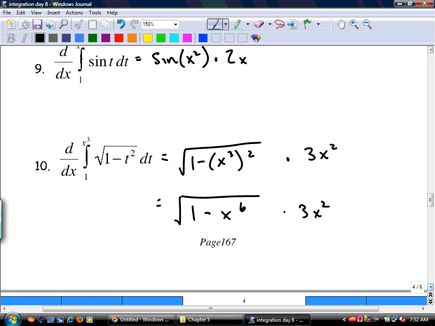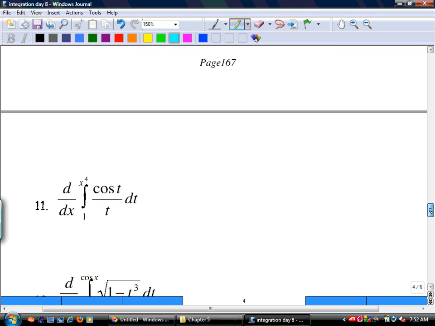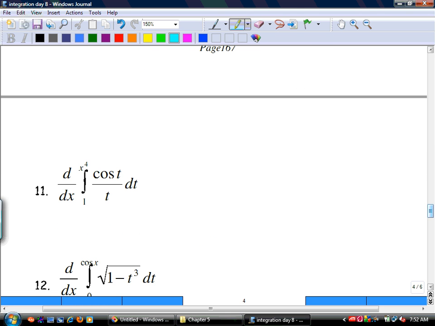You just got to be careful when the variables are not just x. If it's x cubed, you got to go, oh crap, I got to do a really weird version of the chain rule. Okay, what about this one?